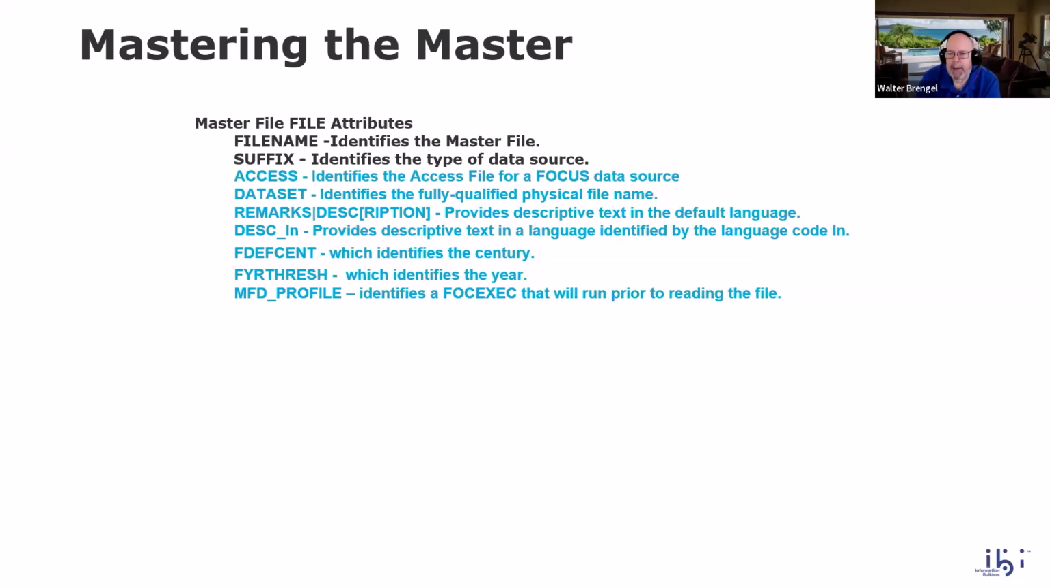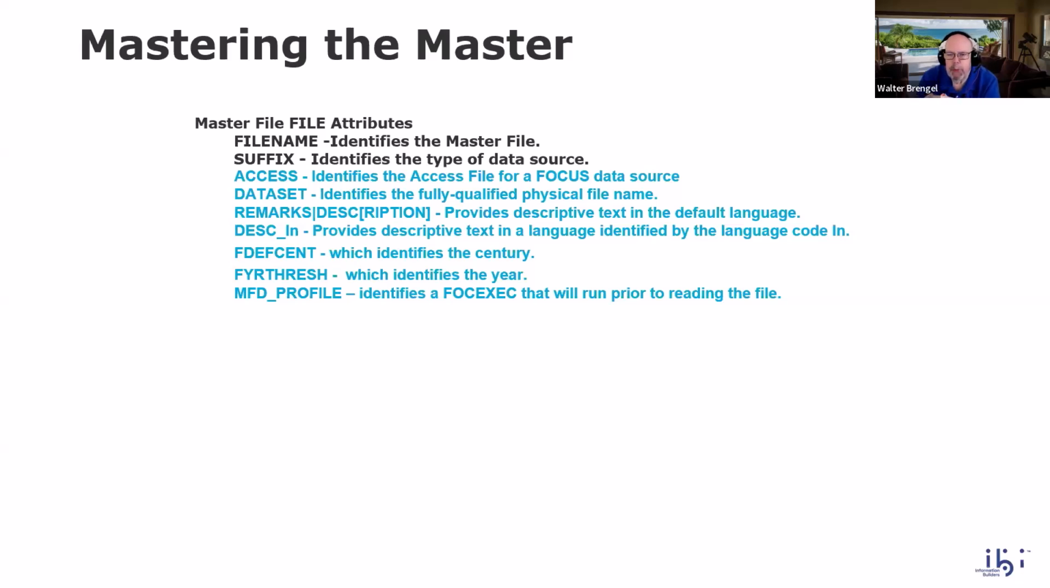Then you can have comments, remarks, a description. Description underscore LN: you can have different descriptions in different languages by specifying the description LN. And that's all controlled by the SET LANG equals and then the two-character language. And I want to say it's basically only for the five basic languages that we have.